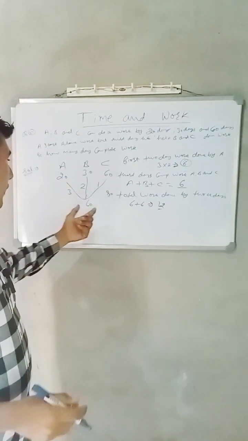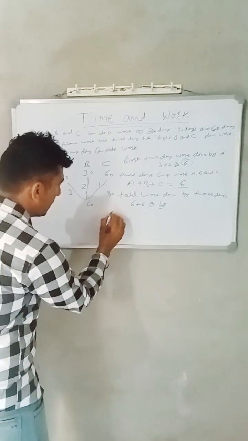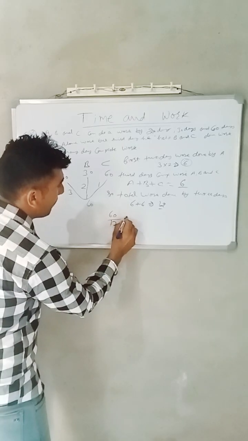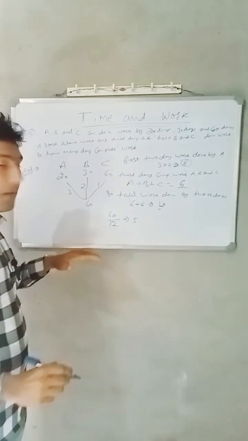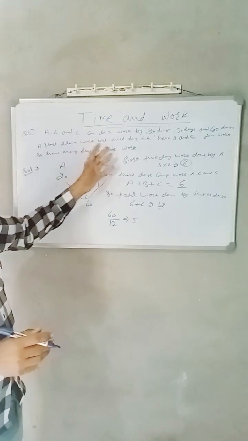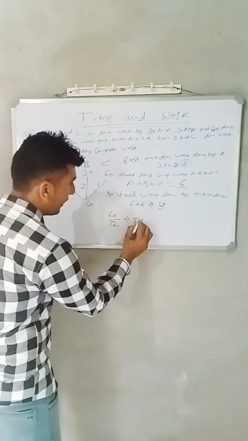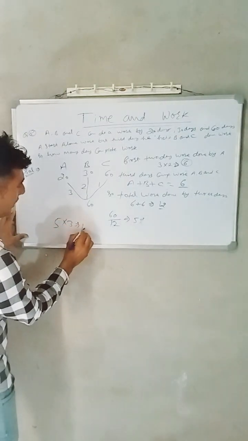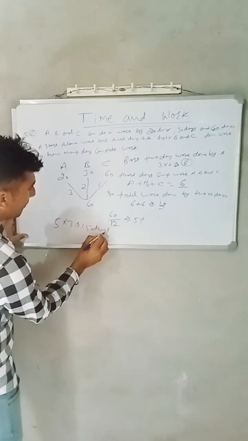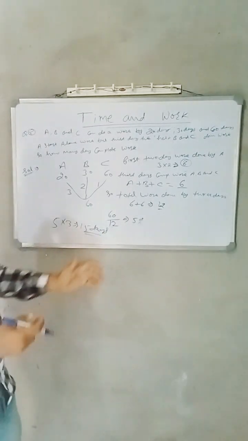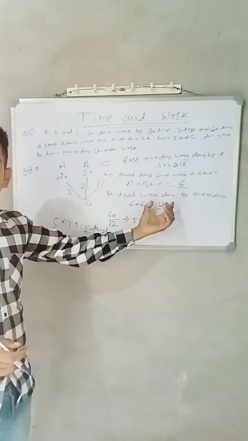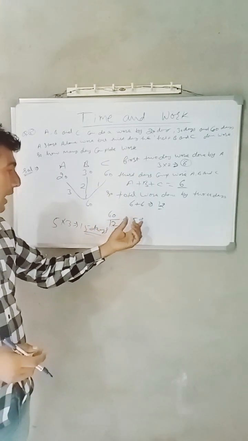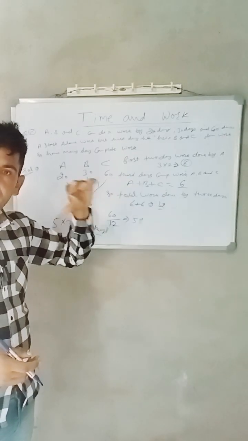So the total work is 60 parts. 60 divided by 12 is equal to 5. Then how many days to complete the work? 5 into 3 is equal to 15 days to complete the work. Because 12 parts are completed in 3 days, then 60 by 12 is equal to 5, and 5 into 3 is equal to 15 days.